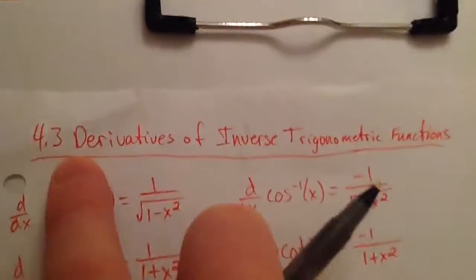Okay, I promise to keep this video under 10 minutes because I forgot to do it last night and I need to leave. 4.3 is just derivatives of inverse trig functions.